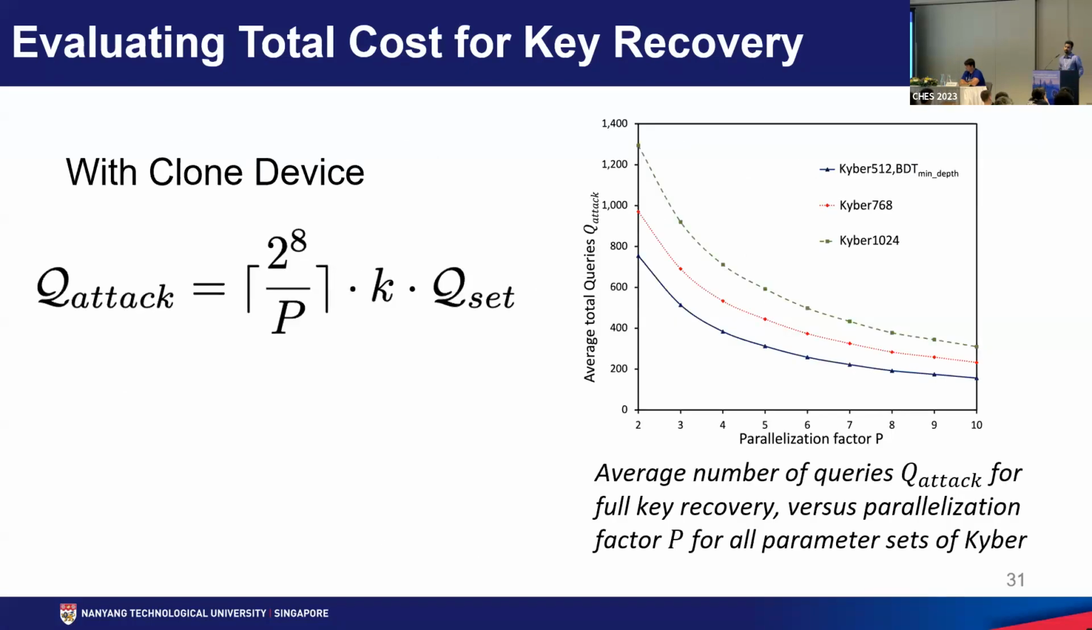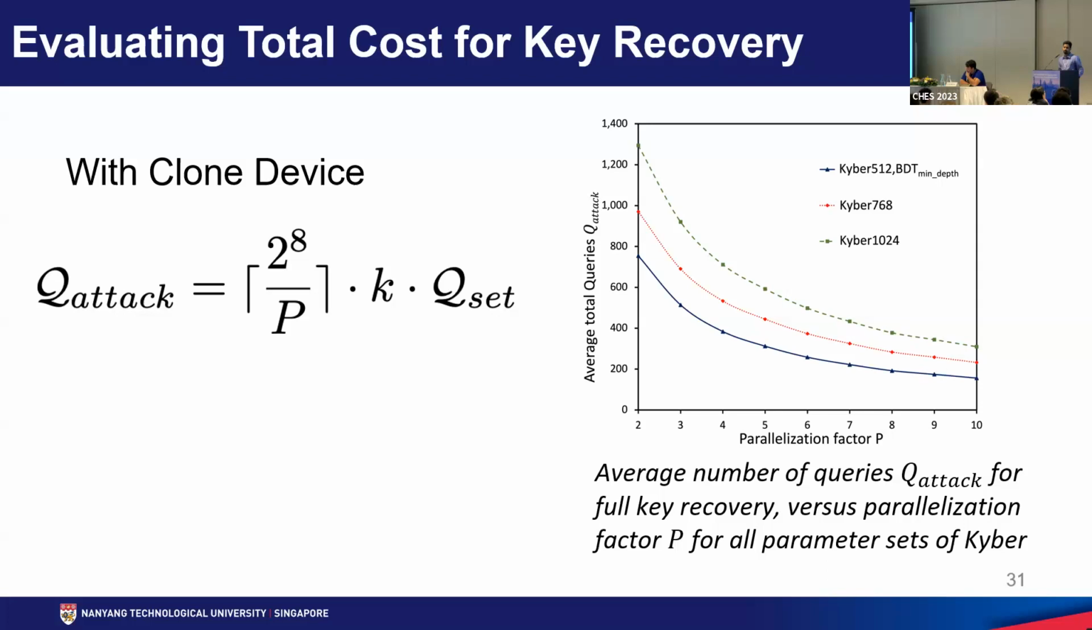In the presence of a clone device, you do the profiling completely on a separate device, the clone device, and you do only the attack phase on the target device. By doing this, you can reduce the number of queries required. Since you are performing the profiling on the clone device, it depends only on the PK. So just by increasing the parallelization factor, we can reduce the number of queries.